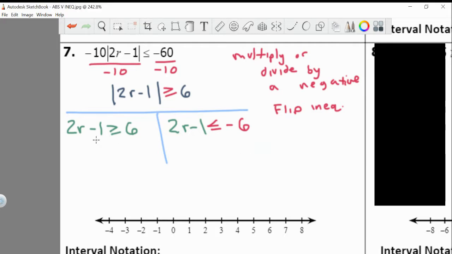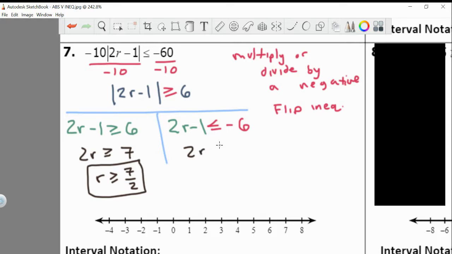Okay? We need to solve it. Add 1. That would be 7. Then divide by 2. Didn't make a mistake here, right? 7 halves. Add 1. Divide by 2.